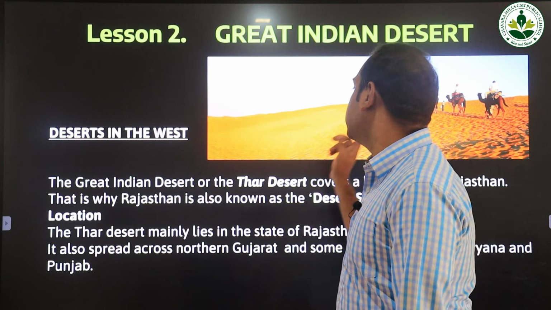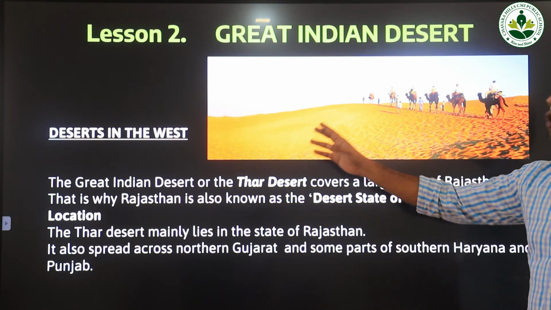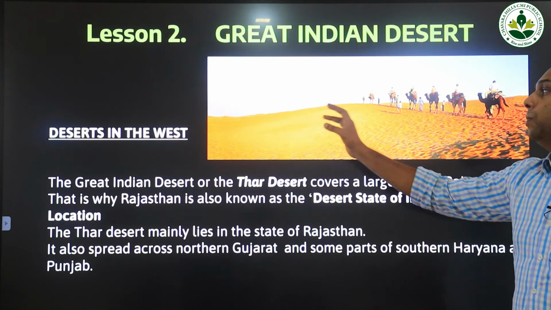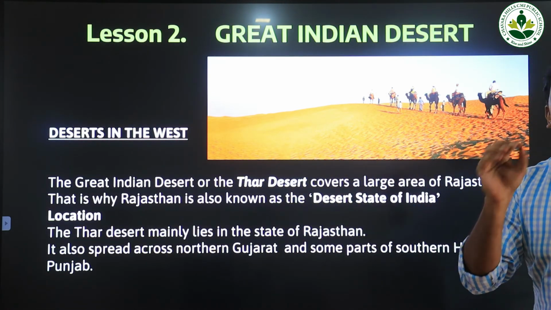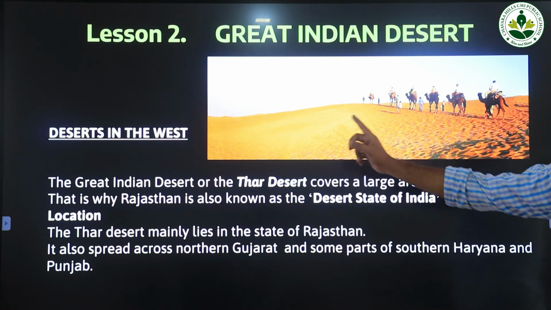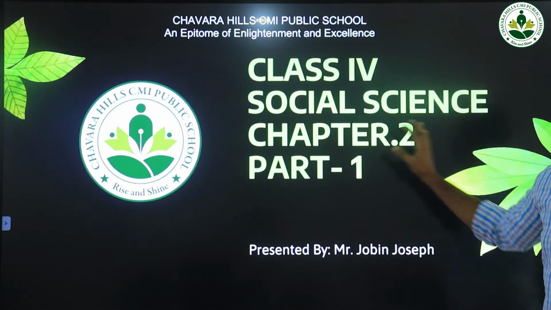What are deserts? As you see in the picture, deserts are hot, dry land, mostly covered with very small, white, soft sand. These are huge areas of land covered with soft white sand.